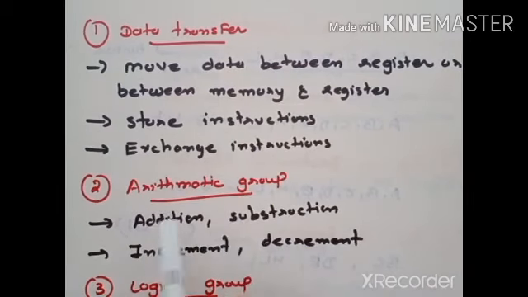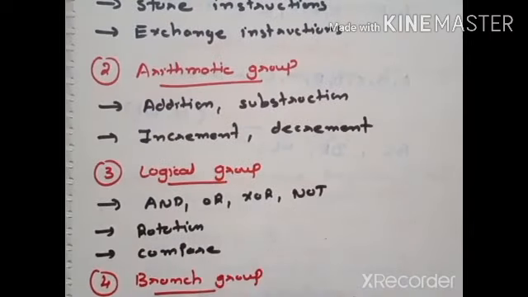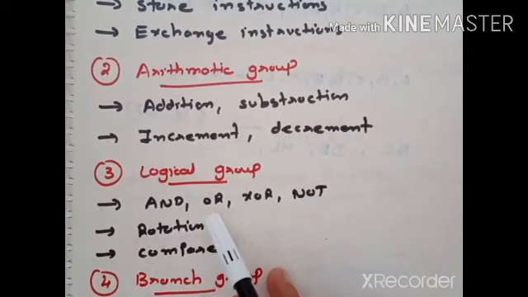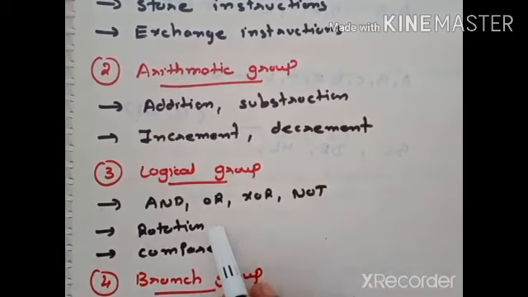The second group is the arithmetic group. In the arithmetic group, there are addition, subtraction, increment, decrement, this type of instruction. Then the third group is the logical group. In the logical group, there are AND instruction or XOR, that means exclusive OR, and NOT. Then rotation means rotate left, rotate right. Then comparison between two registers. This type of instruction is in the logical group.